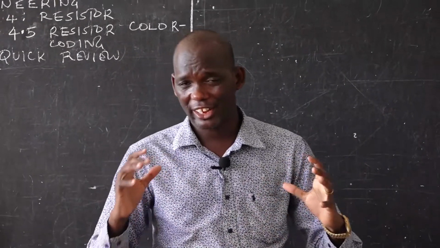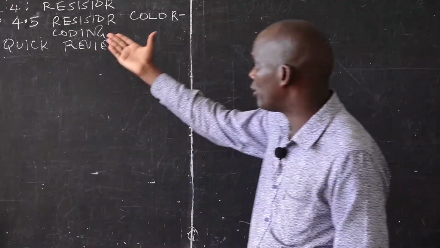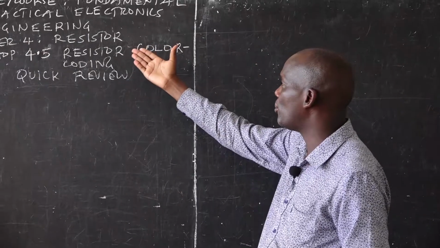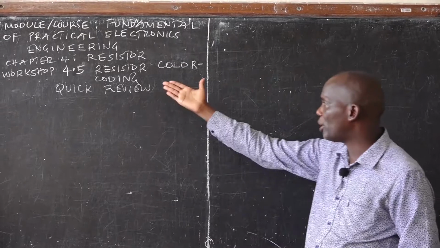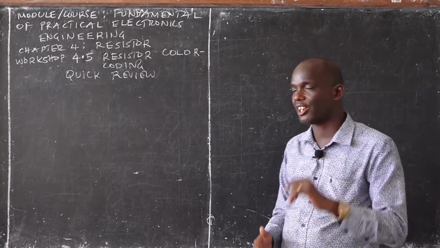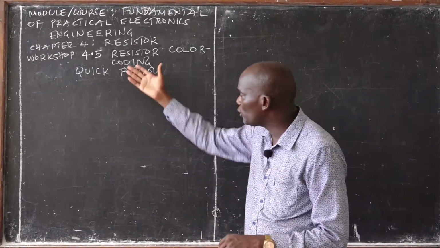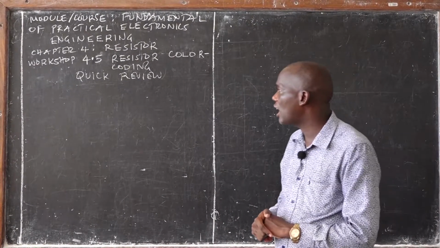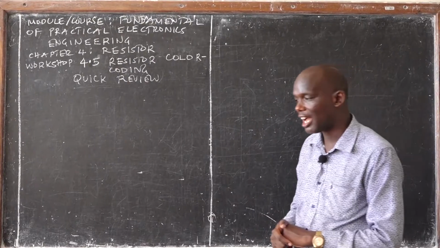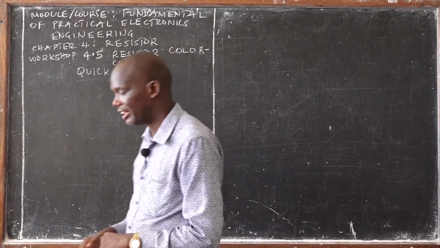We are still covering the concept of the theory. So, ladies and gentlemen, welcome to learn the course module called Fundamental of Practical Electronics Engineering. We are in chapter 4, called Resistor as a Discrete Electronics Component. And this is workshop 4.5, called Resistor Color Coding. Resistor Color Coding is today's lecture.